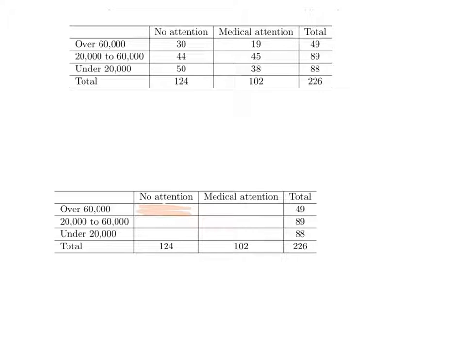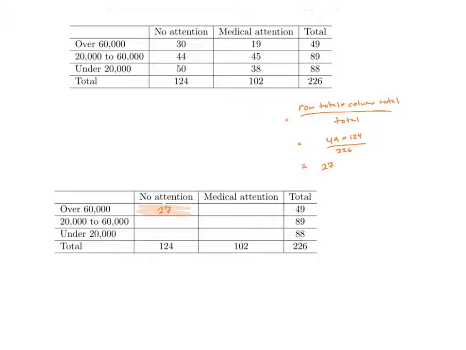And to find it, I take my row total times my column total divided by my overall total. In this case, this will be row total of 49 times column total of 124 divided by overall total of 226. Normally when we do these, we'll round it to 2 decimal places. Because this is our first full example, I'm going to round to the nearest whole number. When I do that, I get 27. So that'll be 27 right here.